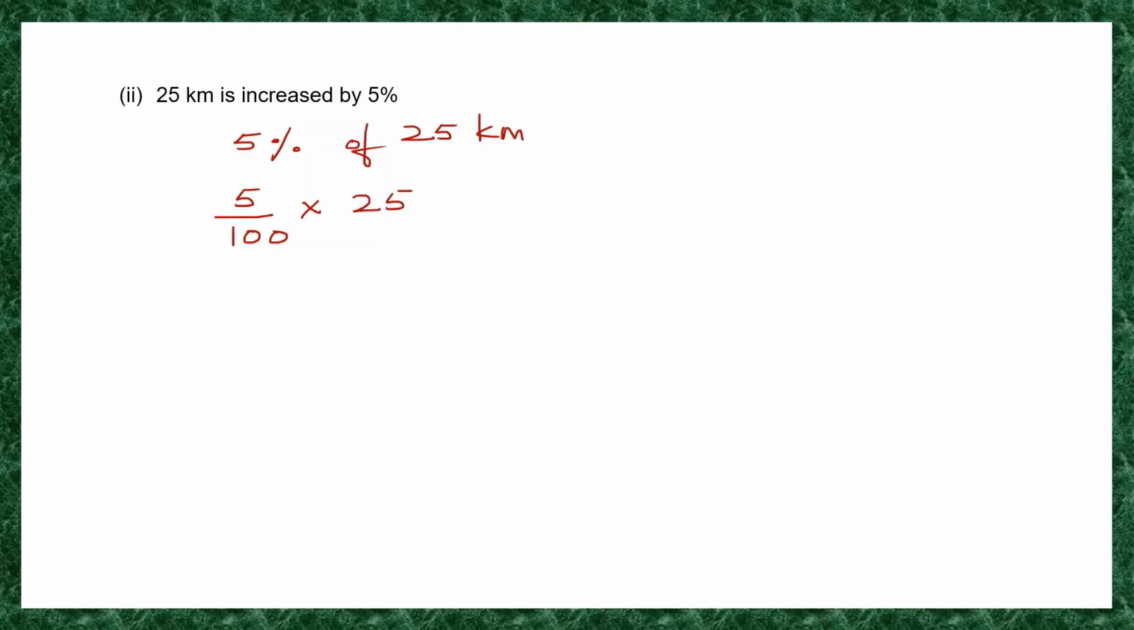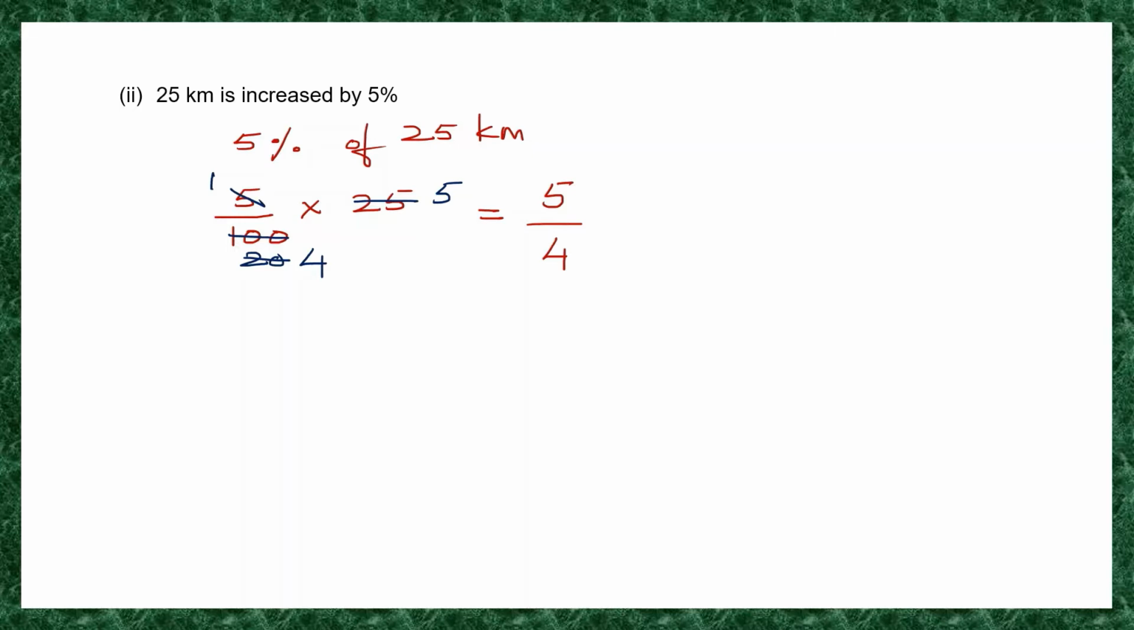Let's cancel. I can cancel 5 and 100 here. 5 ones are 5, 5 twos are 10 and the 0. So 5 into 20 is 100. I can cancel 20 and 25 by 5. 5 fives are 25. 5 fours are 20. So we finish cancelling. Now let's see what's left. In the numerator, I have 5 ones are 5 and in the denominator I have 4. Okay, now I have 5 by 4, which is an improper fraction.